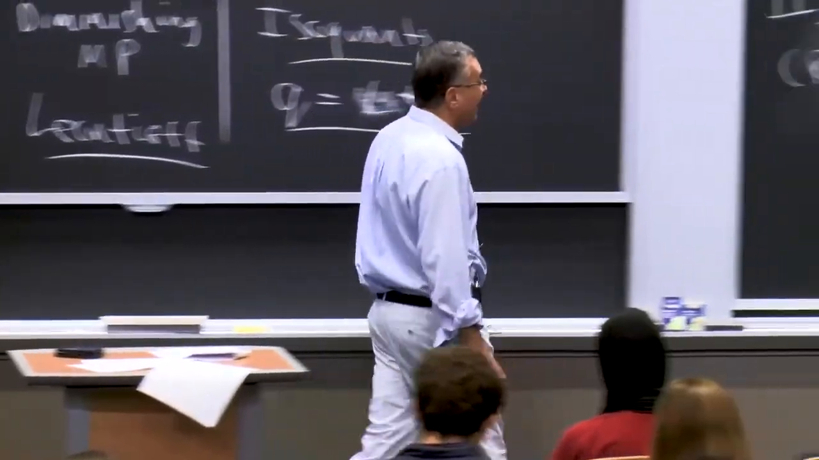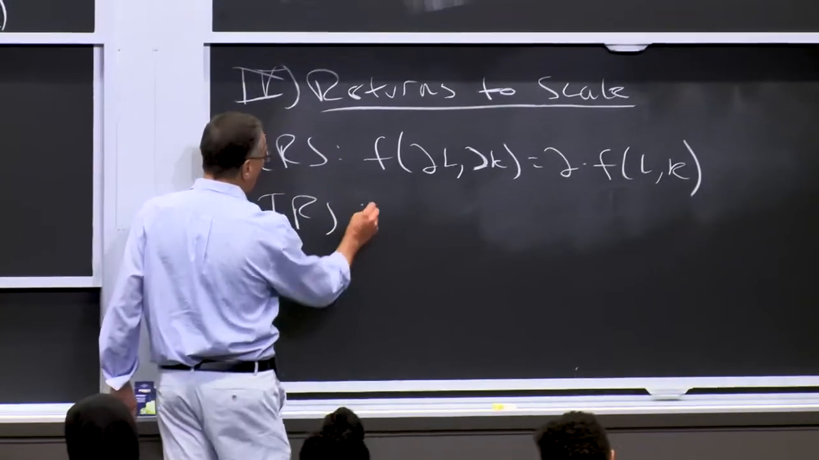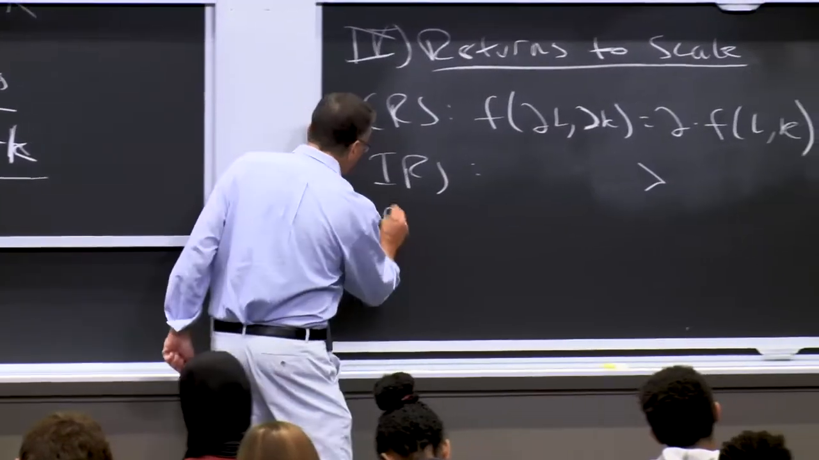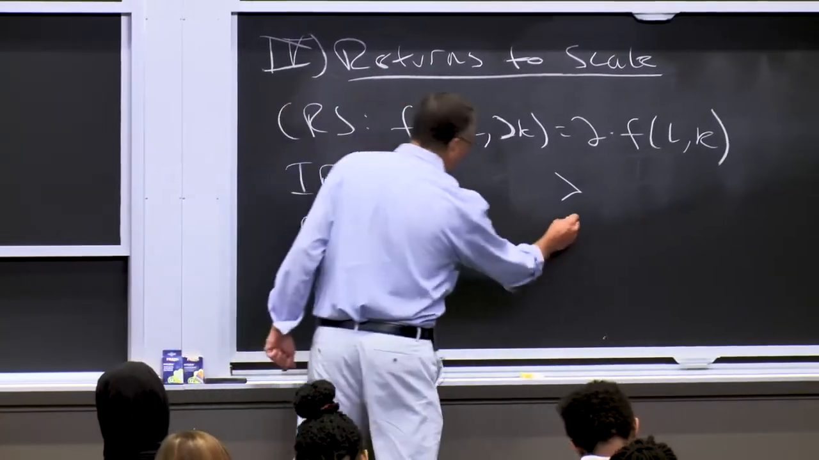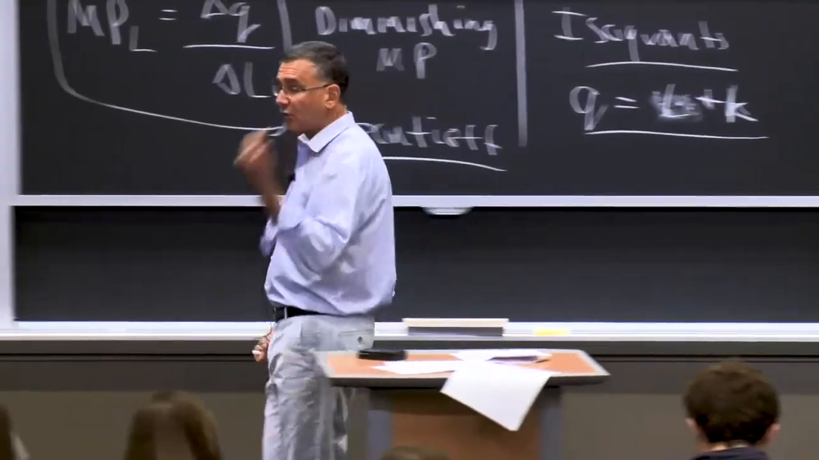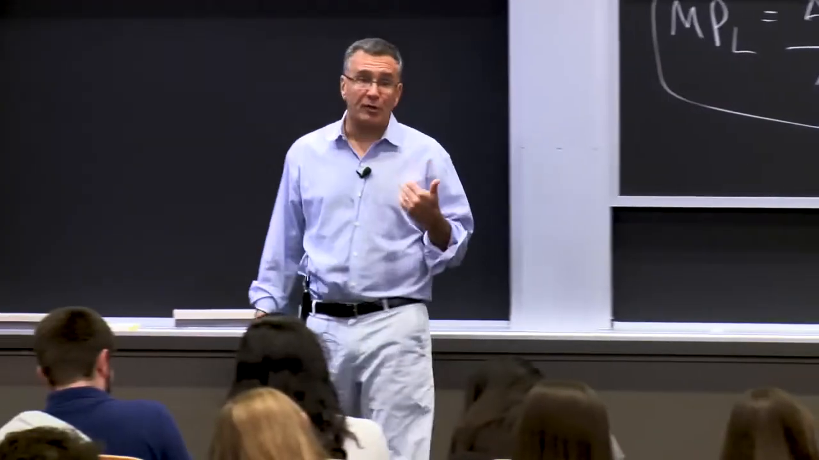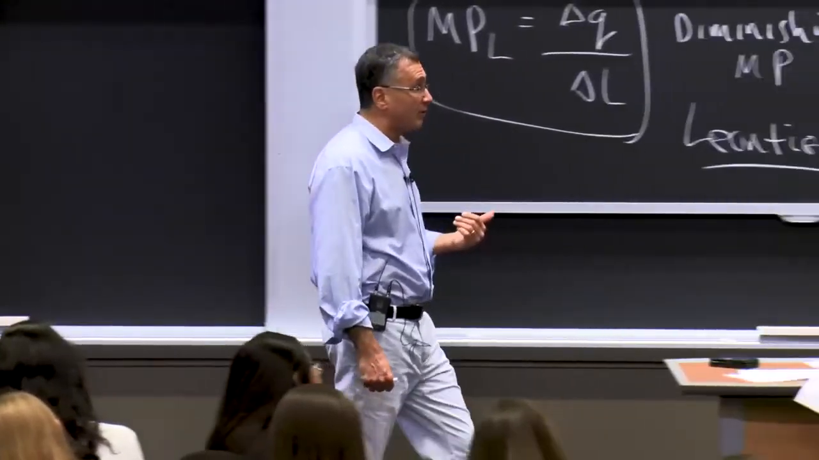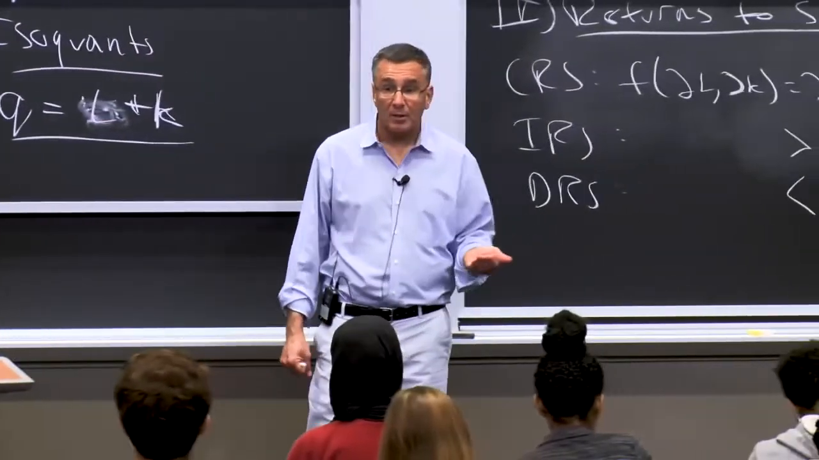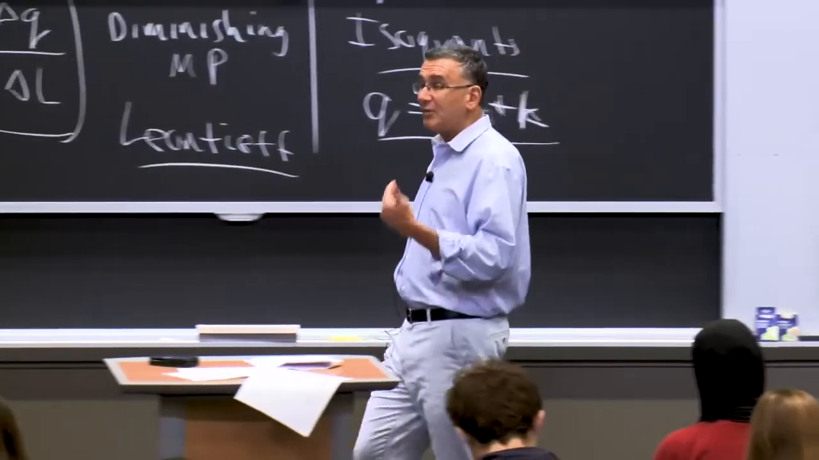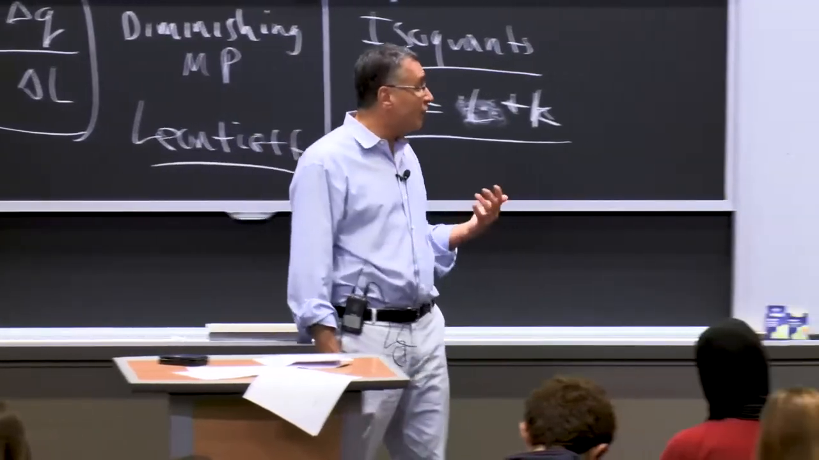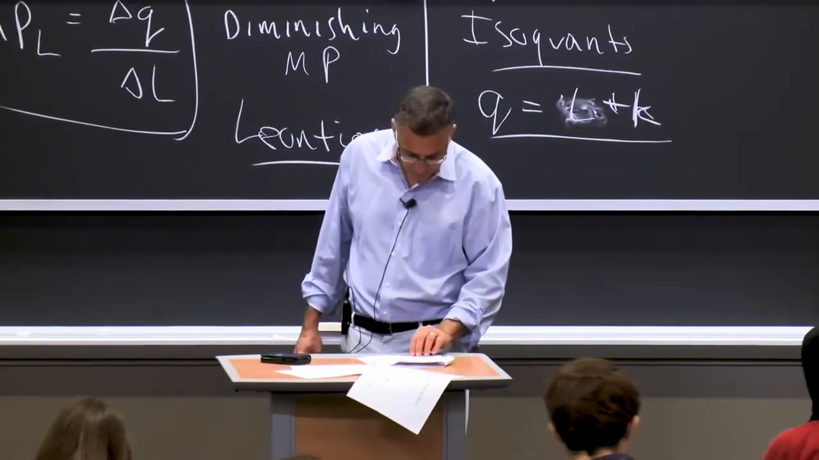But you could also define increasing returns to scale, where doubling inputs leads to more than double the output, or decreasing returns to scale, where doubling the inputs leads to less than double the output. So constant returns to scale means doubling the inputs leads to double the output. Increasing returns to scale means doubling the inputs more than doubles the output. Decreasing returns to scale means doubling the inputs less than doubles the output. Okay? And that's your definition of returns to scale.